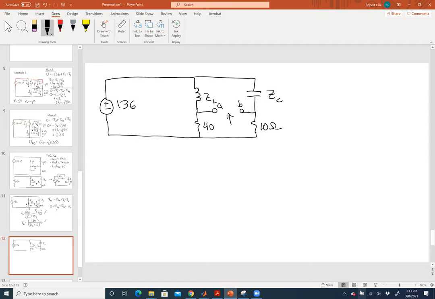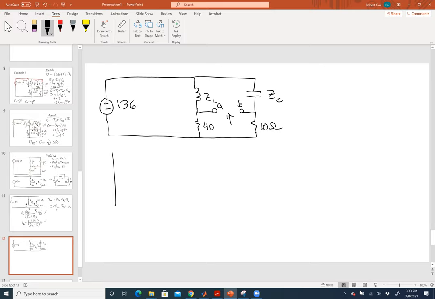Taking a voltage source and turning it off means setting its voltage to zero, which, I've got to be careful, I'm reading my notes and talking at the same time. If I take a voltage source and turn it off, voltage source off means 0 volts, which means it's a short. So this guy becomes a short circuit, okay?